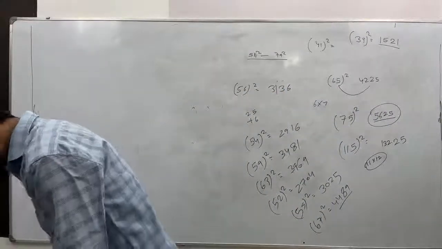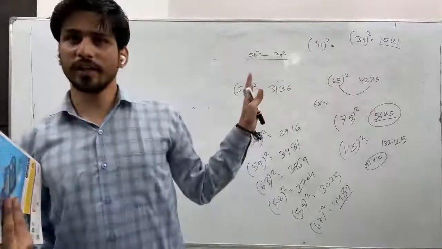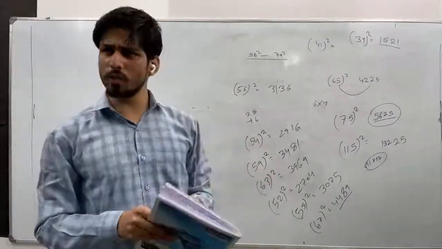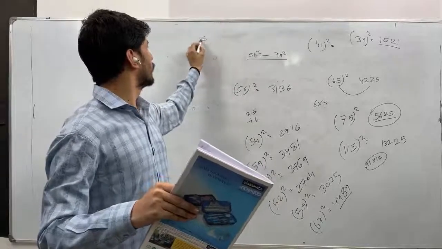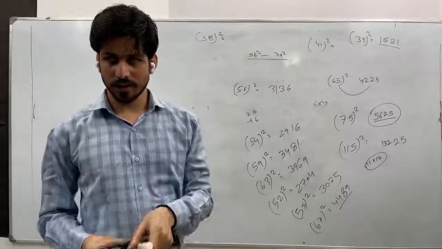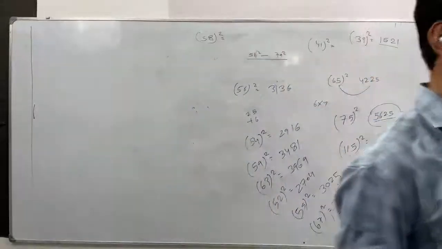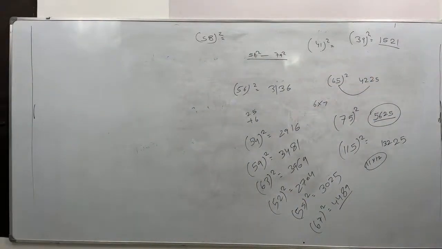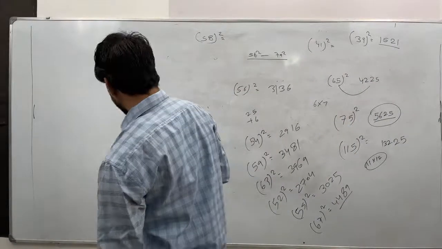Okay, I'll give you one more question. Now if I ask you any square, can you do it? Let's say 58 square. What is the answer? 8 square is 64, then 25 plus 8 is 33, plus 6 is 3364. Otherwise, if you multiply, it will take some time, right? Here, in a fraction of the time, you can easily answer.